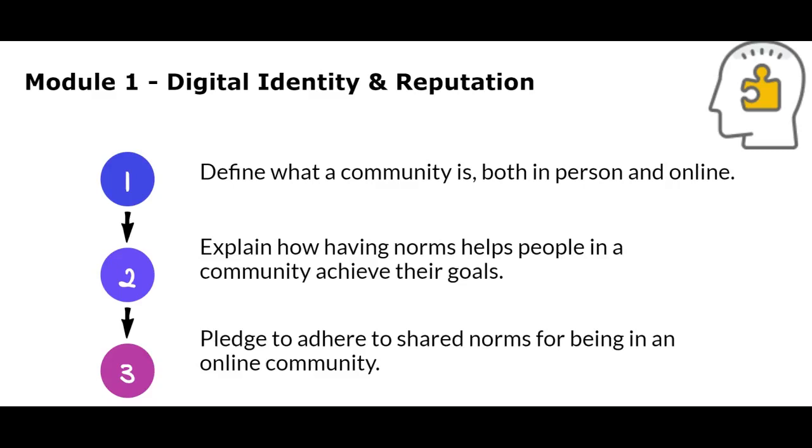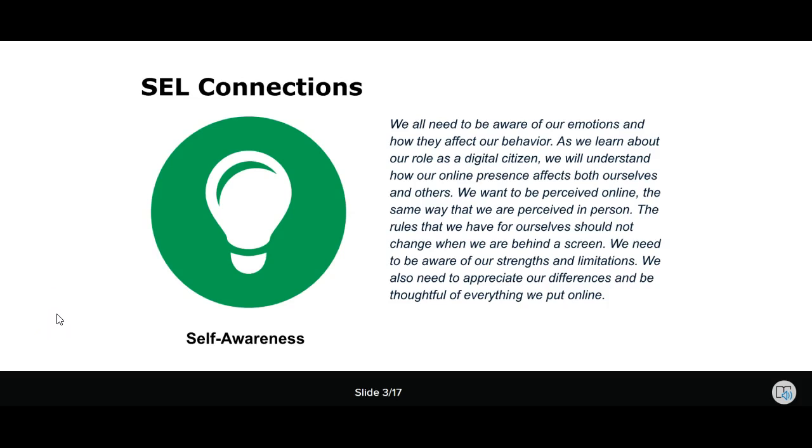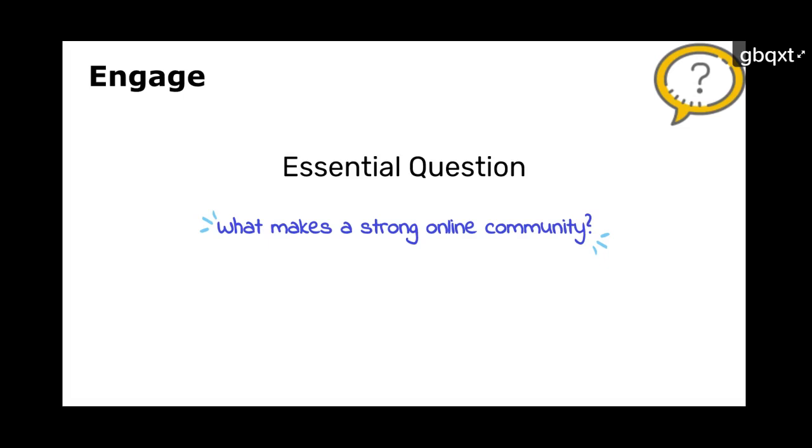Module 1, Digital Identity and Reputation. We're going to look at communities, both online and in person, and how having norms can help us achieve our goals. It's important that we are self-aware. We want to be the same person online as we are in person. We want to have the same rules for ourselves and not hide behind a screen. We want to be aware of our strengths, our limitations, and appreciate differences so that everything we put online is thoughtful. So the big question, what makes a strong online community?